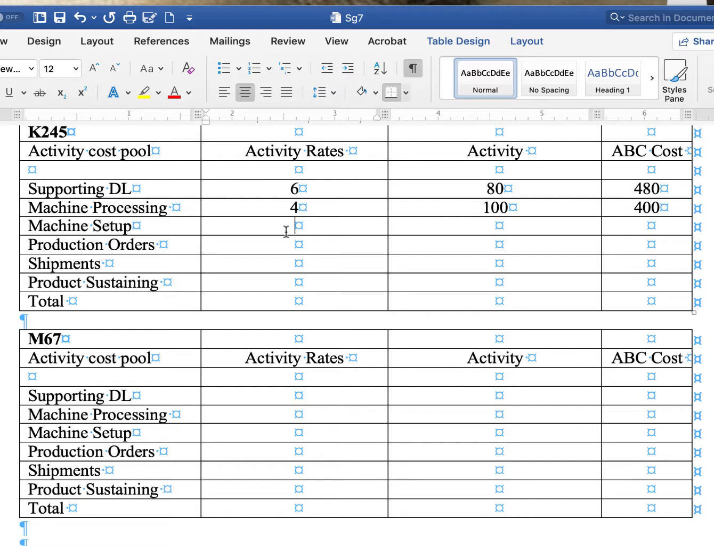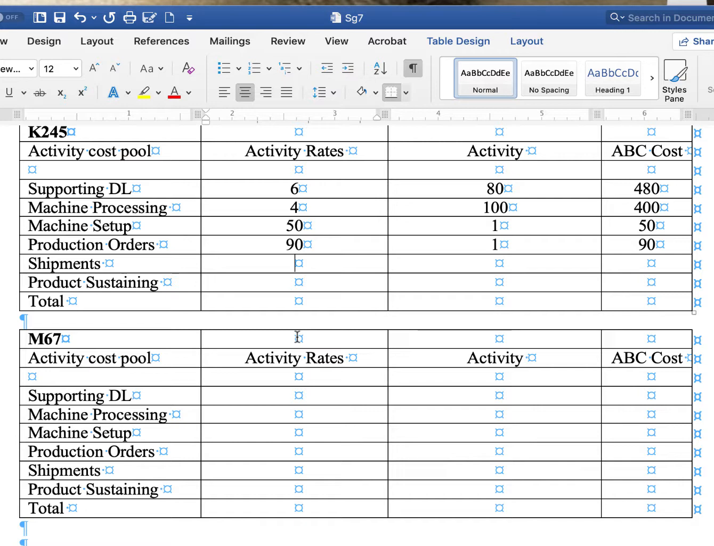I do the same thing for machine setup, right? I know that the machine setup is $50 per setup. That's the activity rate. Well, how many setups does K425 go through? Well, it goes through 1. So $50 times 1, well, it's $50. It's pretty easy. What about production orders? Well, production orders has an activity rate of $90 per order. Okay, so how many production orders does K425 have? Well, it has 1. So that's $90.